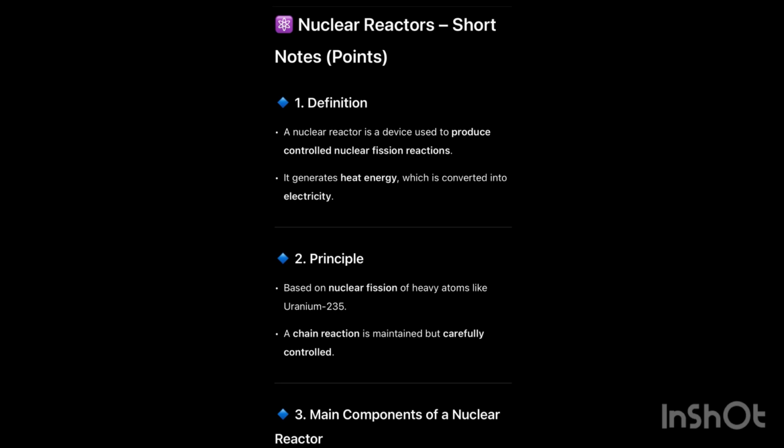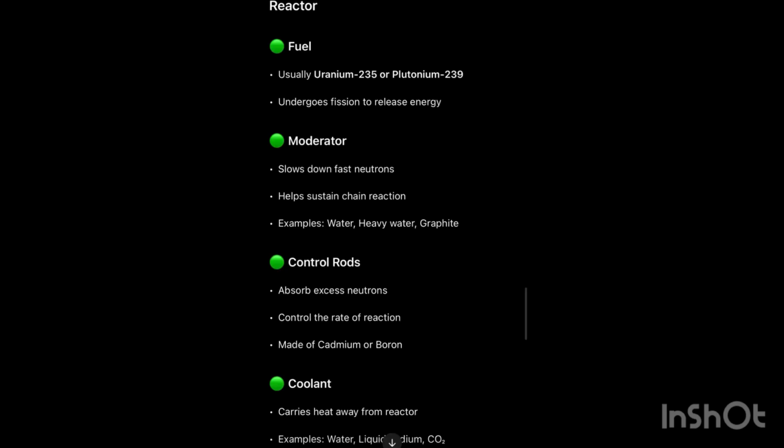Main components. Nuclear fuel, usually uranium 235 or plutonium 239, undergoes fission to release energy. Moderator slows down fast neutrons and helps sustain the chain reaction. Example: water, heavy water, graphite. Control rods absorb excess neutrons and control the rate of reaction; made of cadmium or boron.